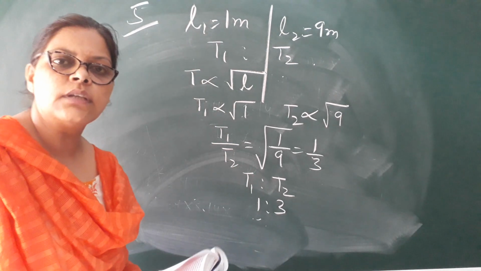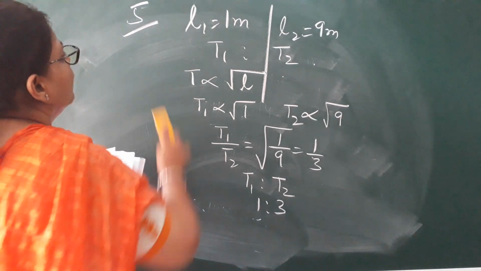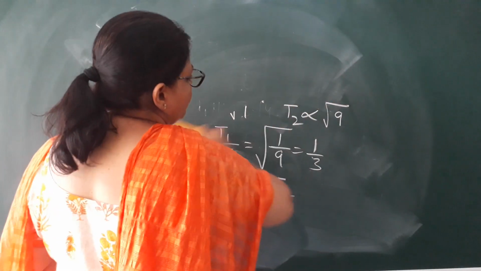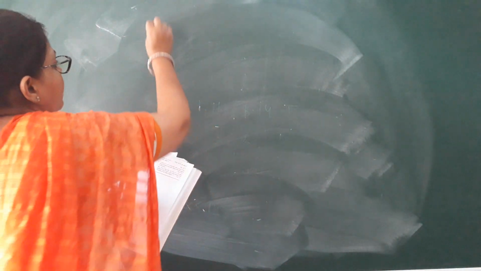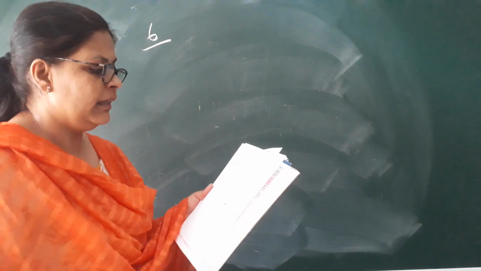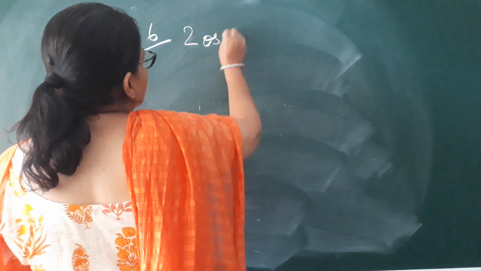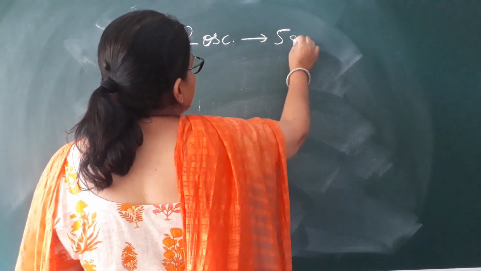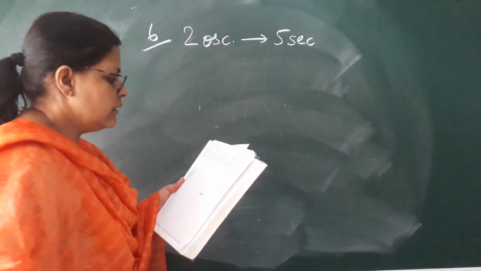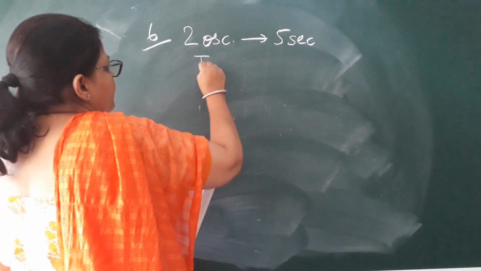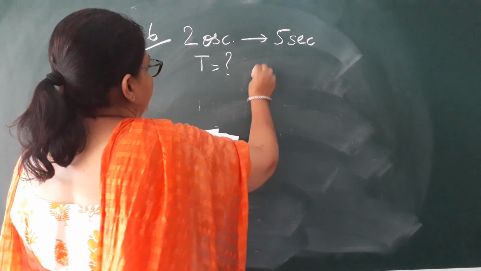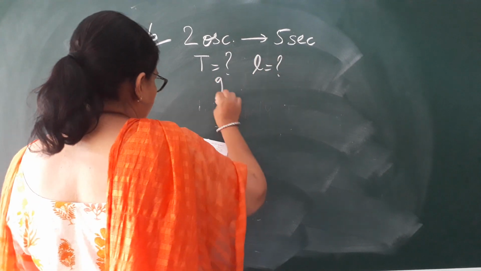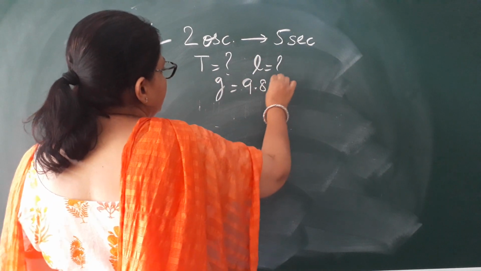Okay children, so this is how you solve this question. Now we go to the sixth numerical. Now what about the sixth numerical children? In the sixth numerical, a pendulum completes 2 oscillations in 5 seconds. So 2 oscillations in 5 seconds. Okay. And what else is given? You are supposed to find out the time period. You are supposed to find out the length. Okay. While the value of g is 9.8 meters per second square.